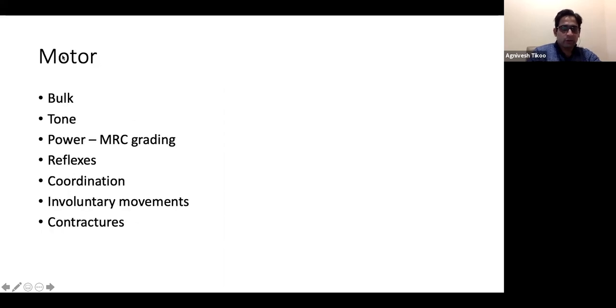So in motor, you need to check for all these things. One is the bulk of the muscle. For all the muscle groups, you need to check the bulk. You need to check the thickness of the muscle with your hands. You need to measure the mid thigh and mid calf diameters also, and compare them with the other side. A discrepancy of more than 1 centimeter or 0.5 centimeter is significant.